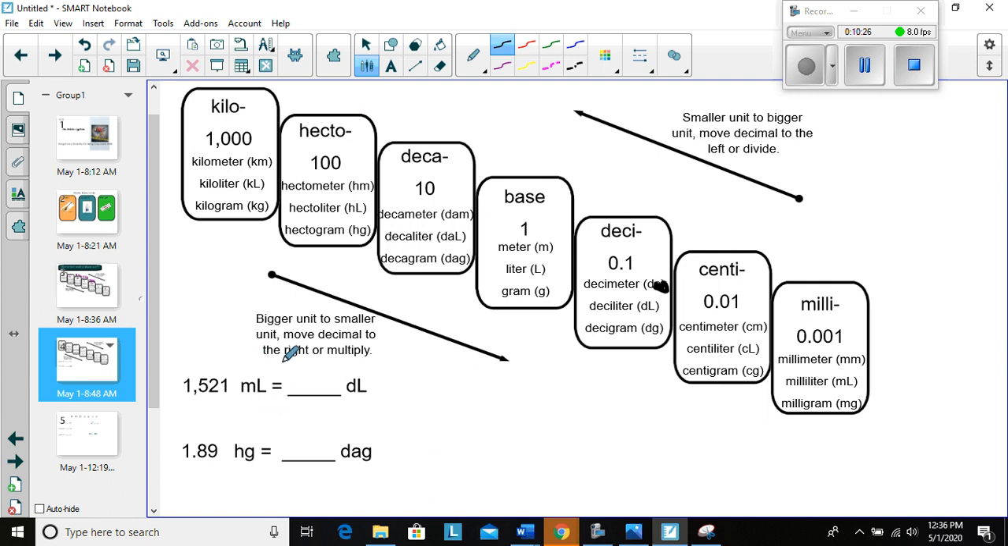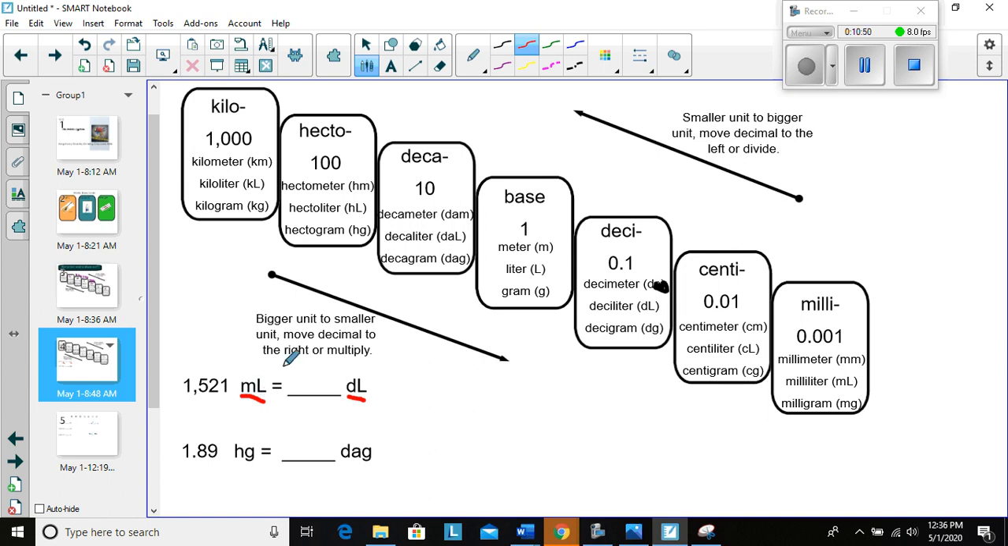So yeah, and then if we are moving from a bigger unit down to a smaller unit, we want to move the decimal over to the right. So we're just going to follow it down the ladder. All right. So first step is we look at what they want us to change. We are doing mL, which is milliliters, to dL, which is deciliters. So I need to find both those steps.